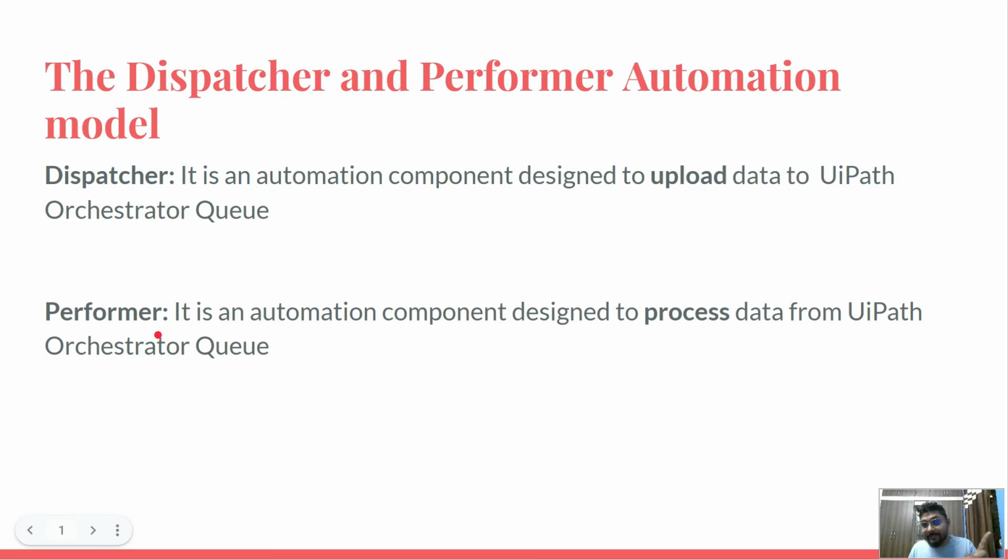The second term is called performer. Now what is the job of this? Again, it is an automation component designed to process data that is already there in the queue. So one, the dispatcher, is going to load the data. The other model, called a performer model, is going to process the data. Automation is about processing certain data. So the performer is going to process, and the dispatcher is going to upload the data to be processed.